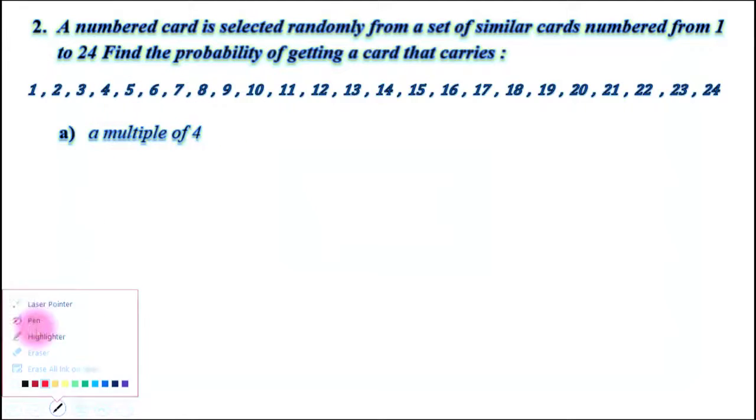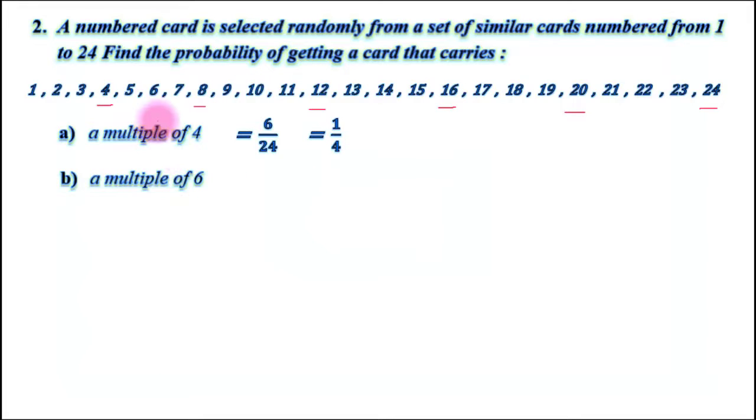4 times 1 equals 4. 4 multiplied by 2 equals 8. 4 multiplied by 3 equals 12. 4 multiplied by 4 equals 16. 4 multiplied by 5 equals 20. 4 multiplied by 6 equals 24. Then we have 6 numbers. Then the probability of a multiple of 4 equals 6/24, which equals 1/4.